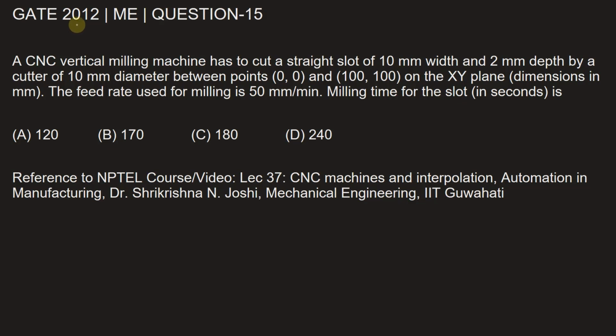This question is from GATE 2012, Mechanical Engineering paper, question number 15. A CNC vertical milling machine has to cut a straight slot of 10 millimeters width and 2 millimeters depth by a cutter of 10 millimeter diameter between points (0, 0) and (100, 100) on the XY plane. Dimensions are in millimeters. The feed rate used for milling is 50 millimeter per minute. Milling time for the slot in seconds is dash.